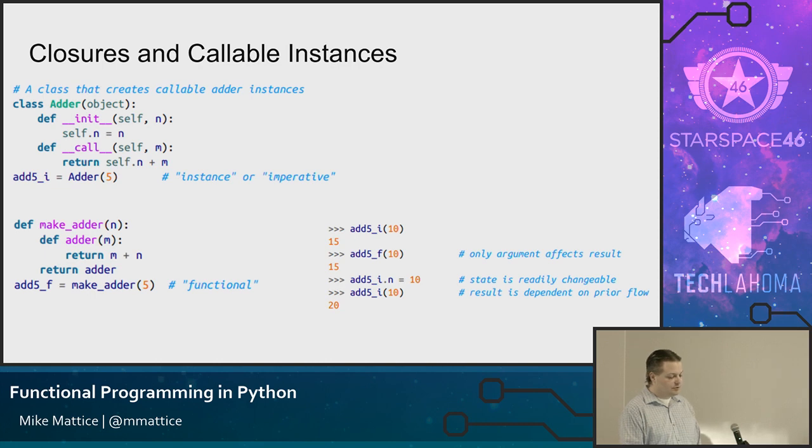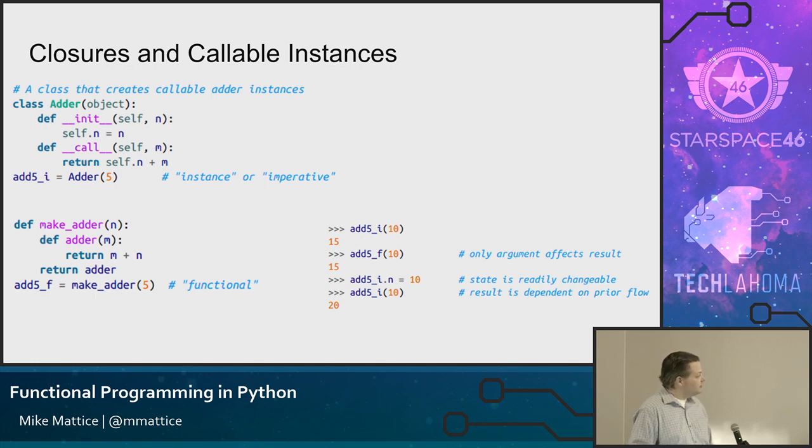Next is closures and callable instances. These are two very similar callables. The second is the closure. They seem to do the same thing, but the first one has a couple of subtle issues.